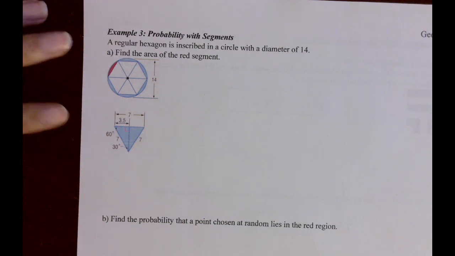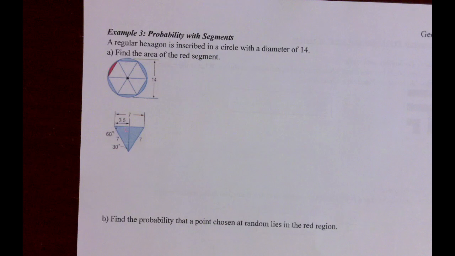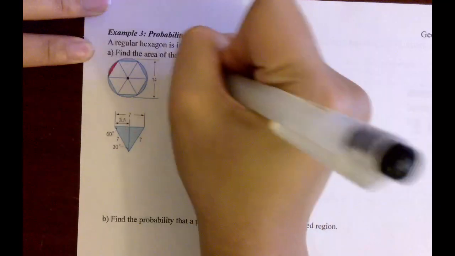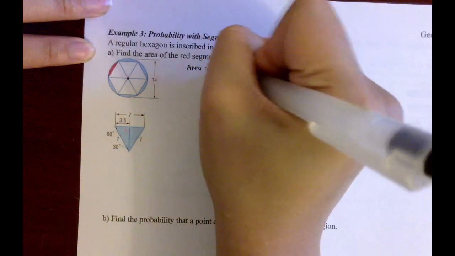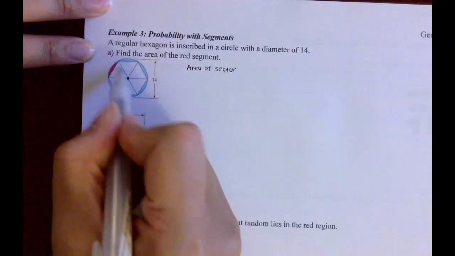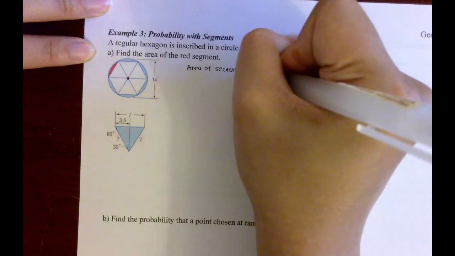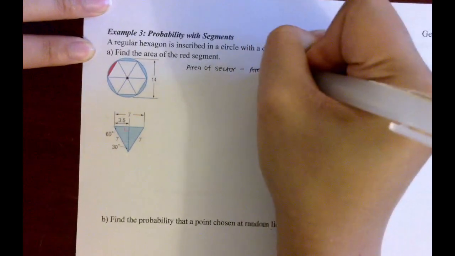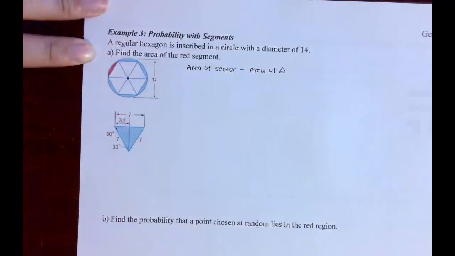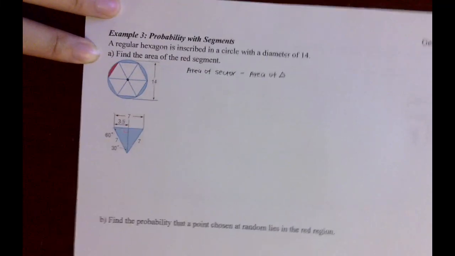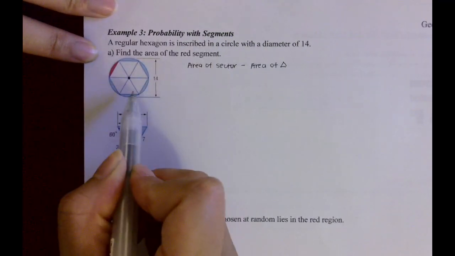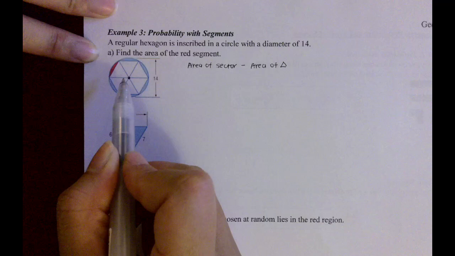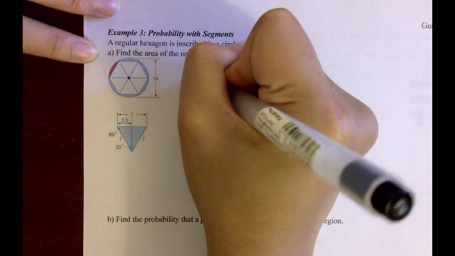So several things come into play here. We want the area of the whole sector, so we're going to find the area of the sector, which is this whole piece here. Then we're going to subtract the area of the triangle, and that will give us the area of the segment. So area of the sector: this is a hexagon, so 360 all the way around, divided into 6 pieces. So that's 60 out of the 360.